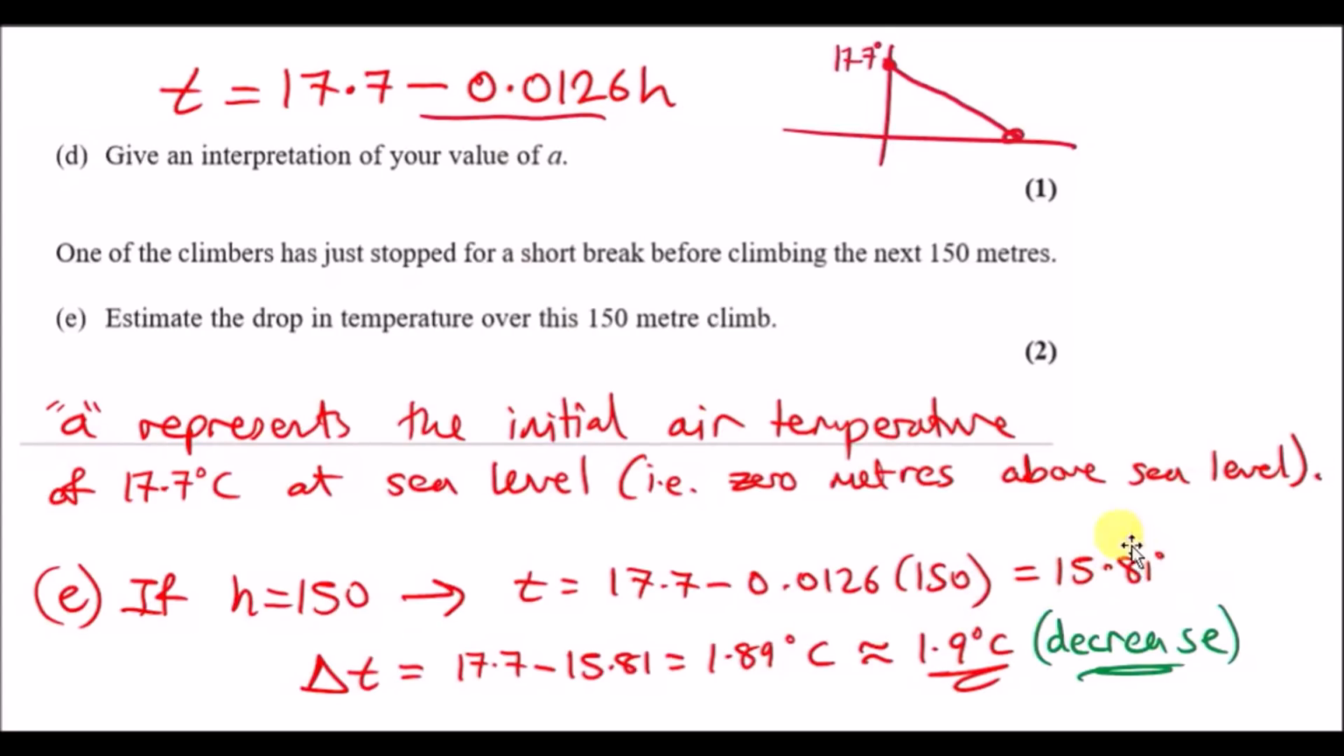So this is the new temperature. You can see it's dropped to somewhere around here, 15.81 degrees. All they want to calculate is the change, the drop. So the drop is just the original temperature, 17.7, minus 15.81, and that should give you a drop of roughly 1.89 degrees, or 1.9 degrees Celsius. And that's all right.